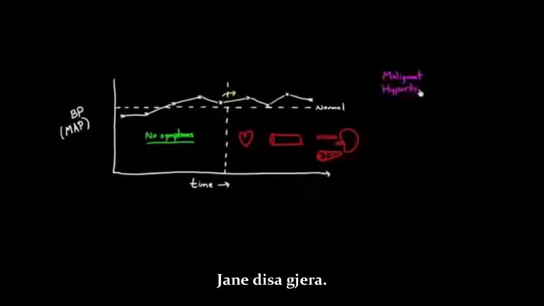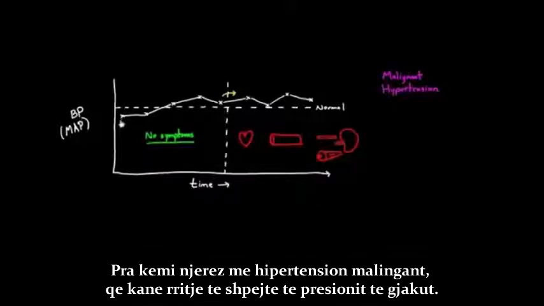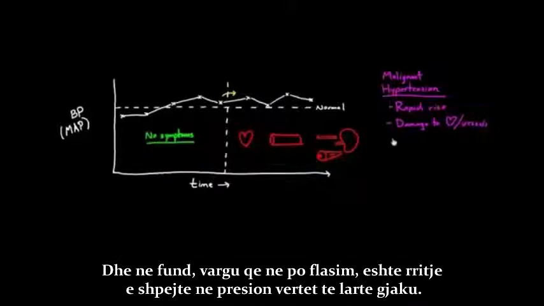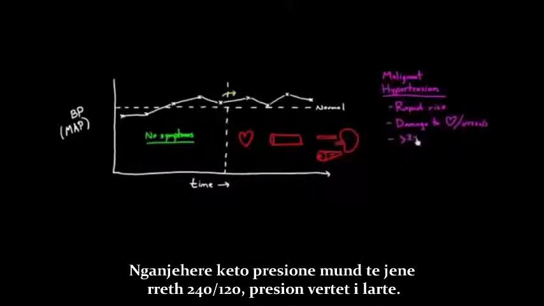It's a few things, and we can actually even draw it on our figure. Maybe I'll do that. So you have people with malignant hypertension that have a rapid rise in their blood pressure, and it causes damage to the heart and vessels. And finally, the range that we're talking about, it's a rapid rise to a really high blood pressure. Sometimes we think of these pressures being around 240 over 120, really high blood pressures.